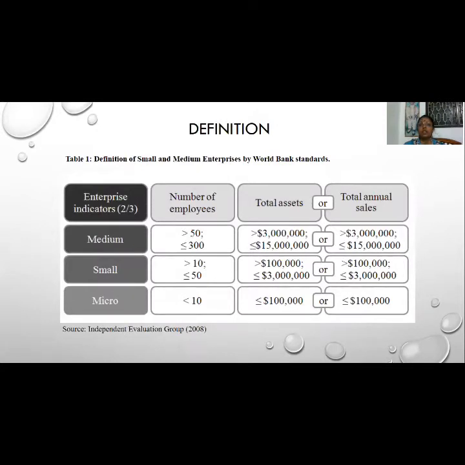Let's look at the World Bank standard. They have categorized the SMEs into three: micro, small, and medium enterprises. They have defined the SMEs based on the number of employees and total assets or total sales. According to the definition, the SMEs must have at most 299 employees, that means below 300 employees, and below $15 million in total assets or total annual sales. So these are the definitions given by the World Bank.